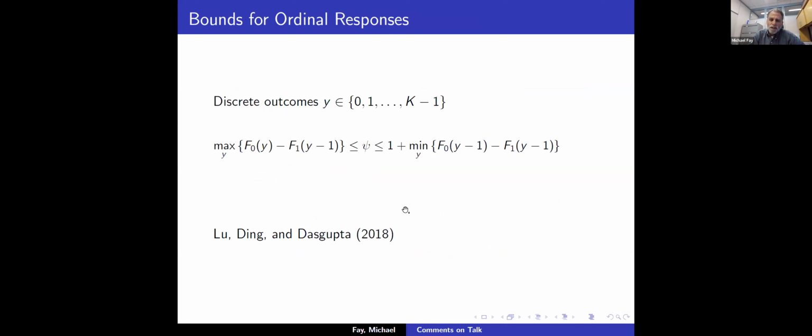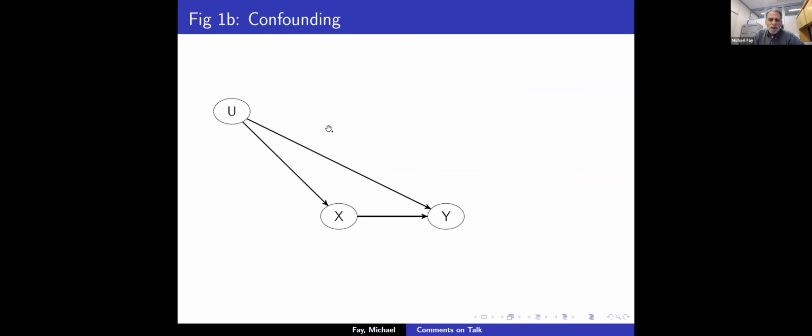And this is work Erin didn't emphasize, because this was done before her work, but you can get these nice bounds in the discrete case also. So here's the case with the unmeasured confounding. I like to put my causes before my effects and swing it away over there, because I'm an English reader, and I like causes to come before effects.